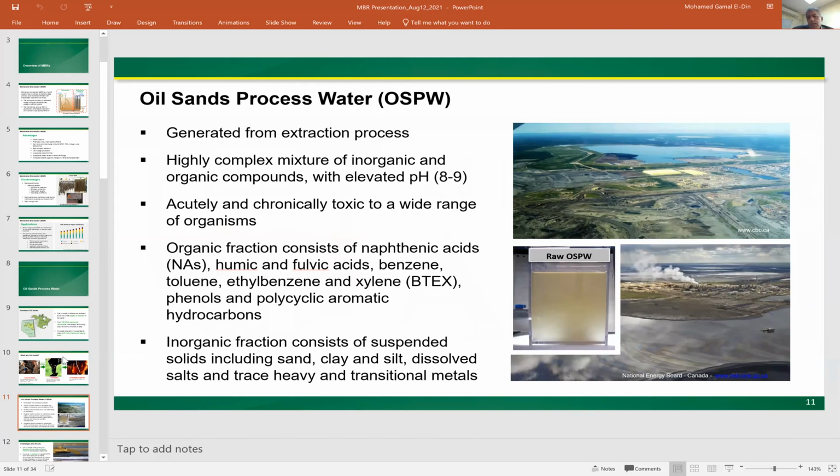As you can see from the picture, it's not actually clear water, it's highly colored. And I can explain this by its characteristics. For example, it has a highly complex mixture of inorganic and organic compounds with pH in the range of 8 to 9. It has a very high level of acute and chronically toxic impact on a wide range of organisms, such as bacteria, living organisms in rivers and lakes, all the way to the fish. And the organic fraction consists of different things, including naphthenic acids, humic and fulvic acids, benzene, toluene, and so on, basically BTEX compounds, phenols and polycyclic aromatic hydrocarbons, among many others. The inorganic fraction of this process water consists of suspended solids, including sand, clay, silt, dissolved salts, trace heavy metals, and transition metals.